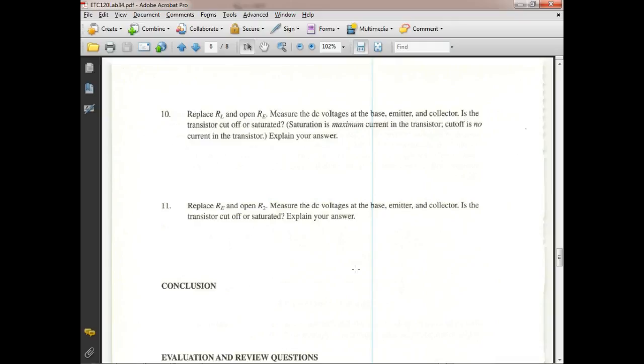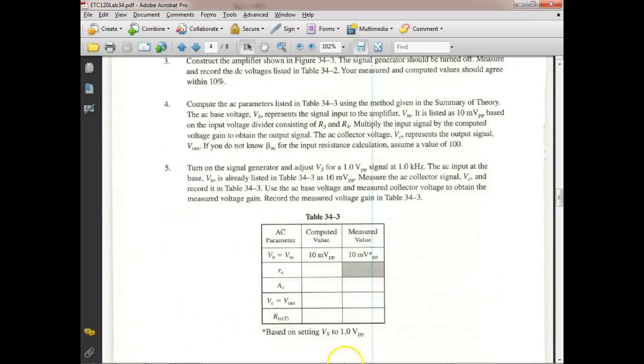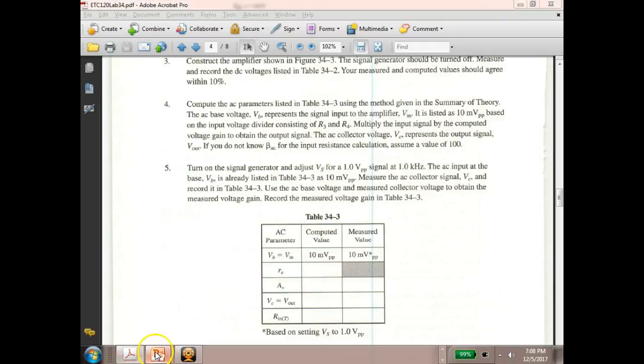And we open R2. So what's going to happen when we open R2? We already talked about that. What's going to happen when we open R2? No, we haven't. What's going to happen when I open R2? When I open R1, the gain is going to go down, right? Because it's going to go to almost zero. What's going to happen if I open R2?